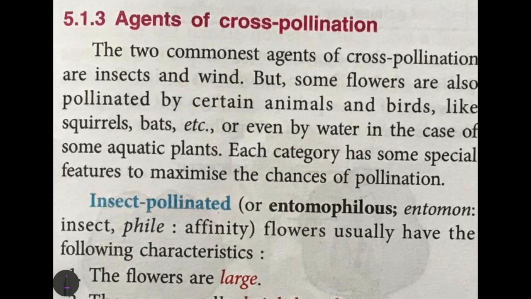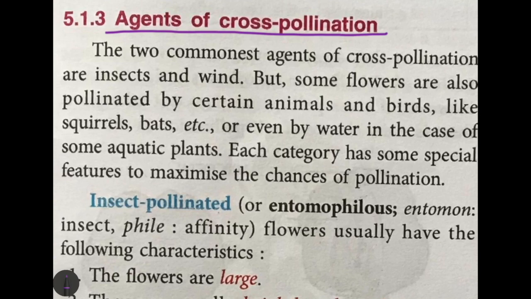To continue with the pollination and fertilization chapter, today we are going to talk about the agents of cross-pollination. In the last upload, I told you that cross-pollination meant the transfer of pollen grains from the flower in one plant to the flower which is growing in another plant, but it must be of the same species. So for the pollen grains to reach from one flower to another flower, an agent is required.